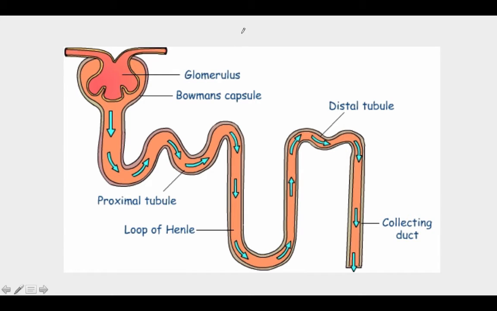So this is a nephron. And the nephron is essentially the functional unit of the kidney. The kidney is composed of millions of nephrons. And the nephron consists of a glomerulus and a tubule, right? So the remaining part is the tubule. And for the kidney to perform its function, which we'll talk about in a second, the first thing that needs to happen is glomerular filtration.